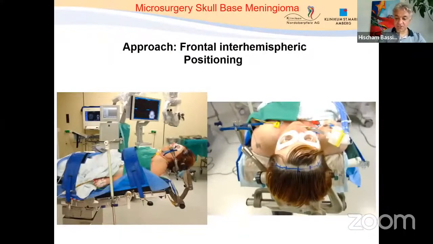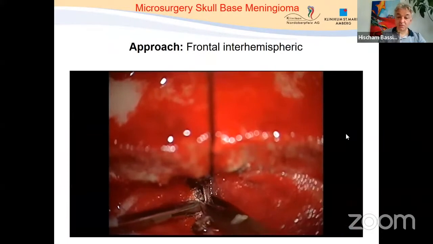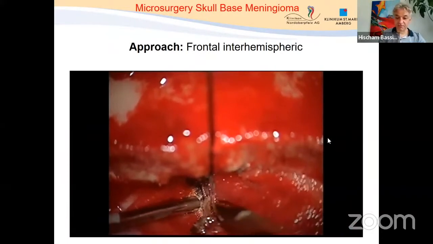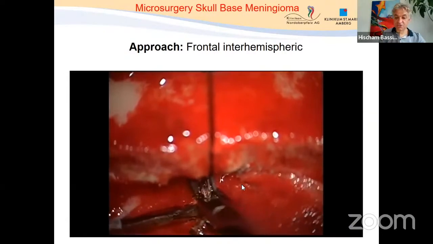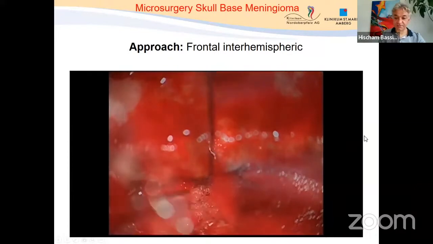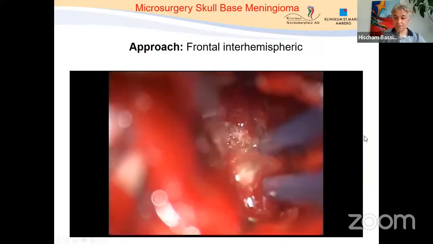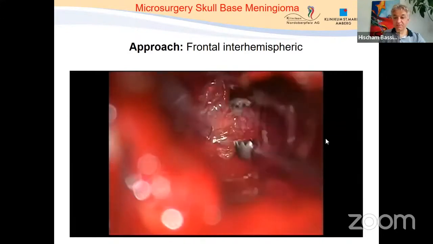So this is positioning of the patient. I performed a frontal, bifrontal interhemispheric approach on this patient without opening the frontal sinus. So this is sectioning of the anterior end of the falx. The tumor was a soft one.